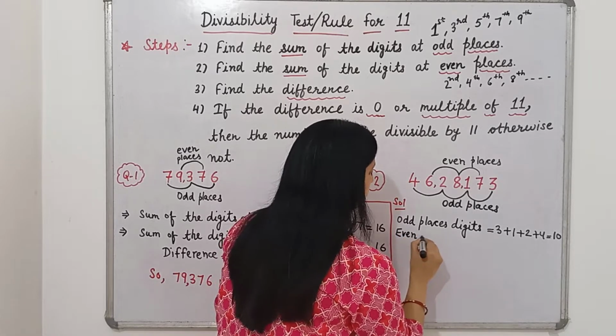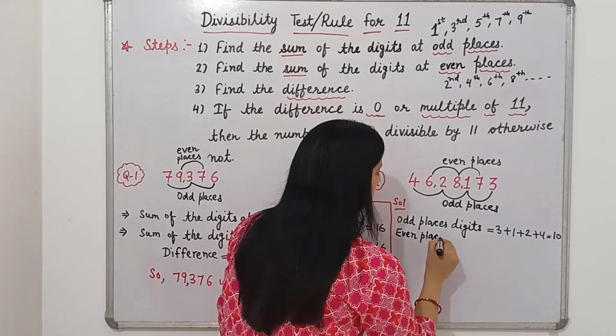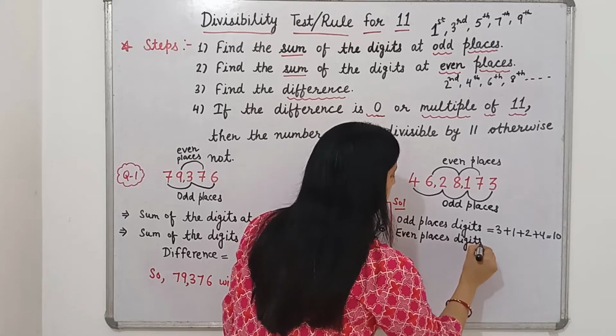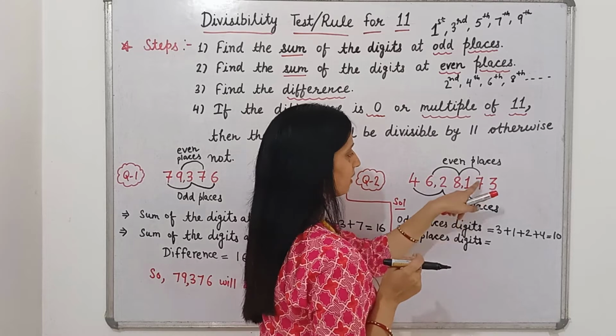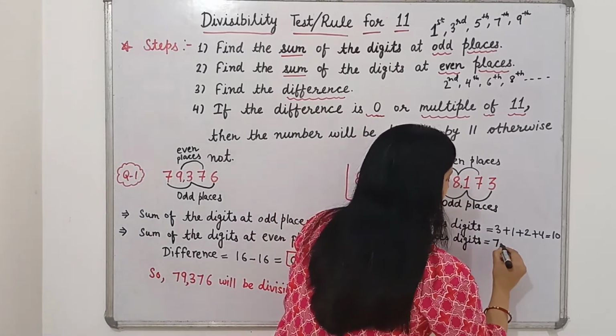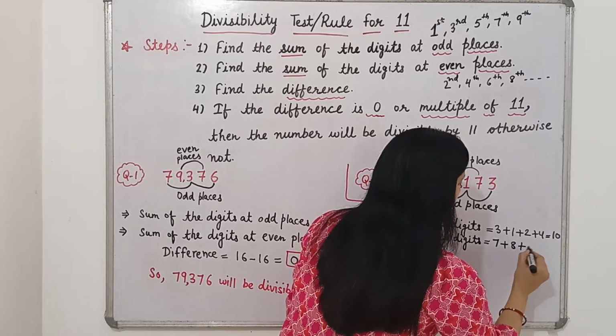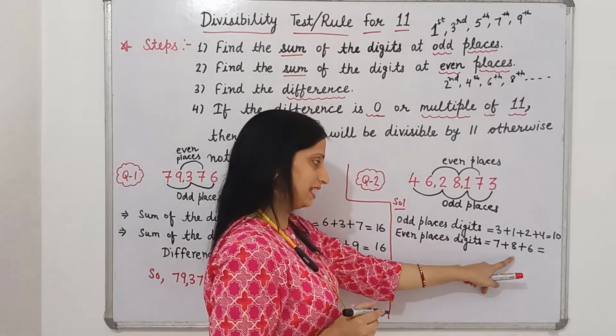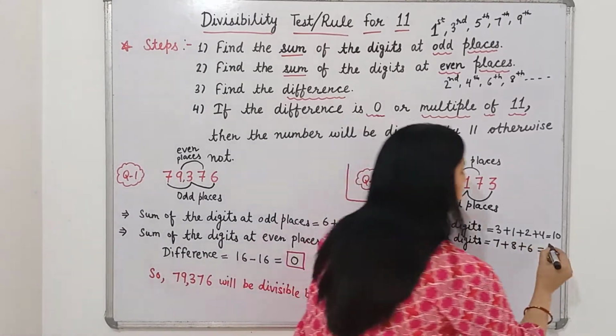Now we will find the sum of the digits at even places. So write even places digits. So what are the digits at even places? These are 7 plus 8 plus 6. What will we get? 7 plus 8 is 15 and 15 plus 6 is 21.